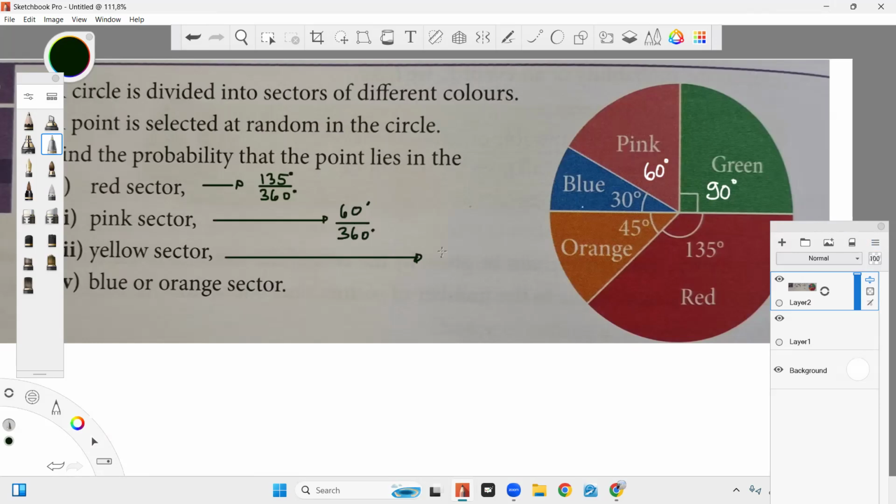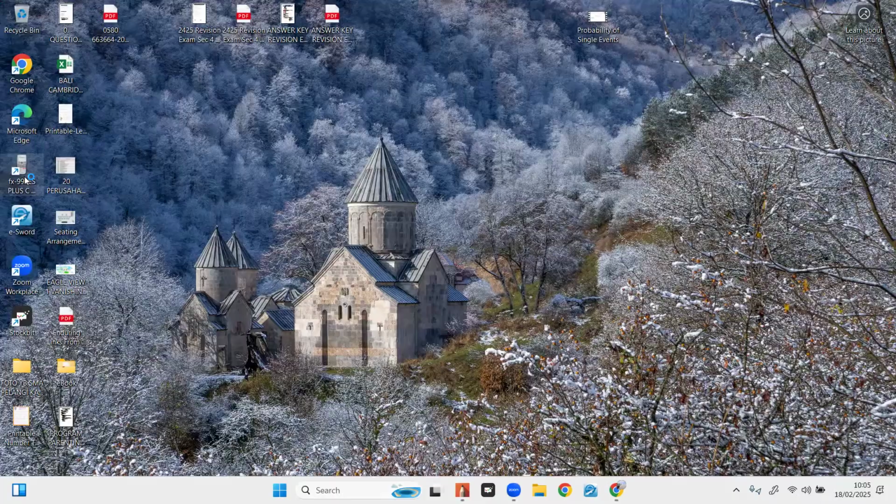0, that's right. Right? Blue or orange. There you go. Blue or orange. So it can either land on blue or land on orange. Just add the numbers: 30 plus 45 over 360. Easy, yeah? You can simplify without any further degree. Don't use the degree because probability has no unit.